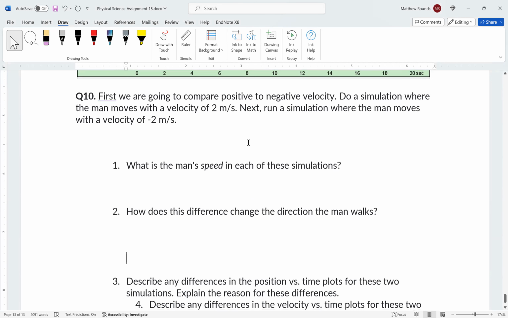All right. So it says here, first we're going to compare positive and negative velocity. Do a simulation where the man moves with a velocity of 2 meters per second. Next, run a simulation where the man moves with a velocity of minus 2 meters per second. How does the difference change the direction the man walks? Okay, so we're going to get to that.